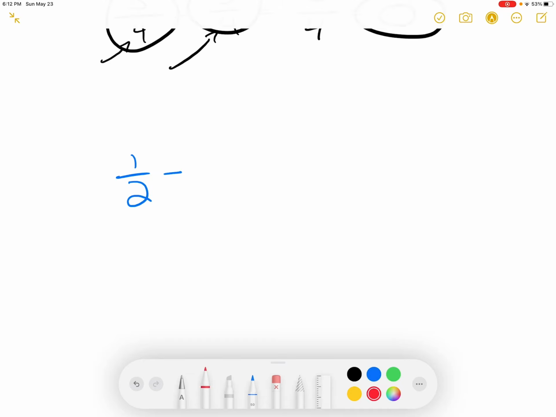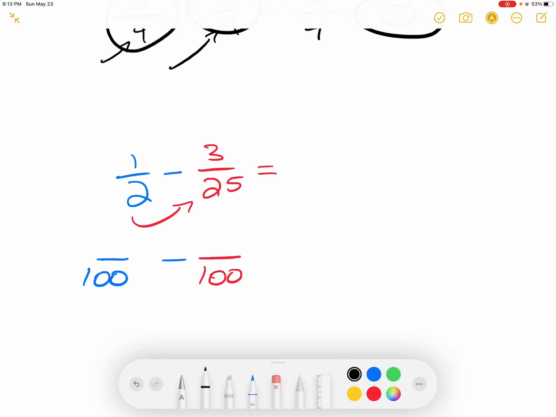Let's try another one. Let's say I have 1/2 minus 3/25. Ooh, this one's a little tougher. I need to find a common denominator for these two. Well, 2 does not go into 25, so it doesn't have any simple numbers, but they are both factors of 100, right? Because 25 times 4 is 100, and 2 times 50 is 100. So I mark that down. 2 times 50 gets you 100, so 1 times 50 will get you 50. And then 25 times 4 gives you 100.